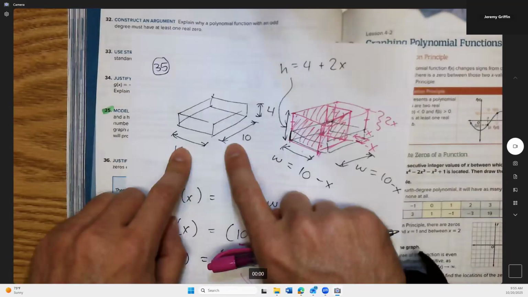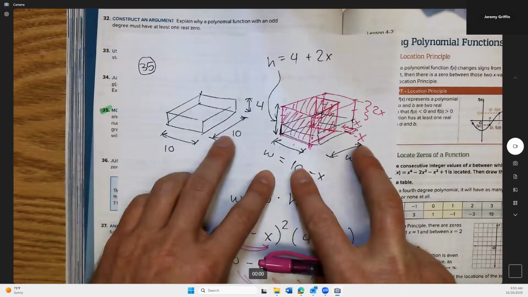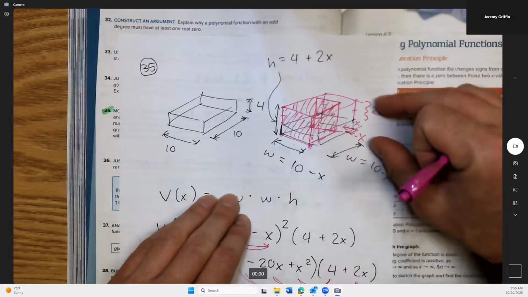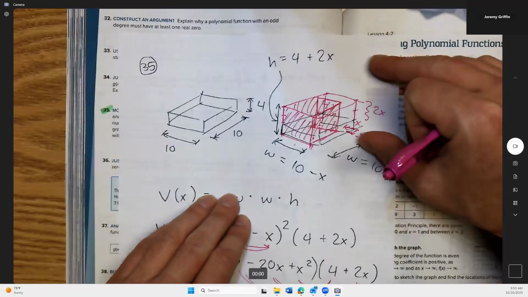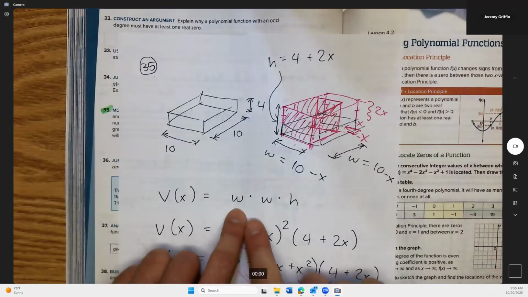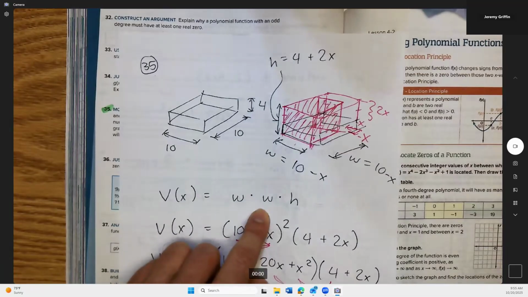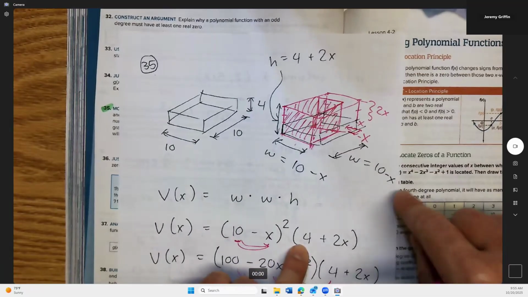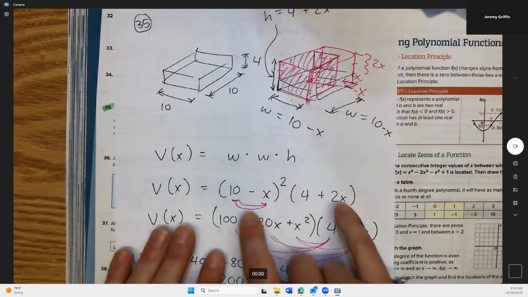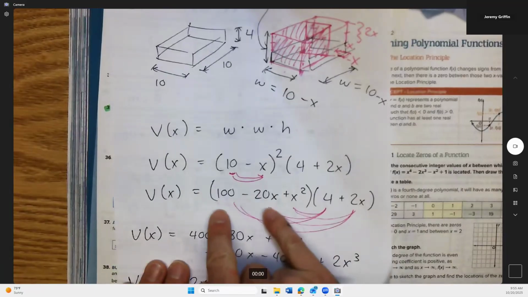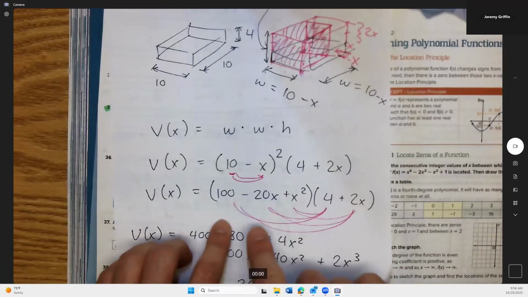So here's my 10 by 10 by 4 box. Then we're shrinking the sides by some value x, and we're also growing the box by 2x tall. So you get width is 10 minus x, 10 minus x, and then the height is the original 4 plus 2x. So you can expand this out. You can FOIL this bit out here. It looks like this, and then multiply this. So it's like a super FOIL.